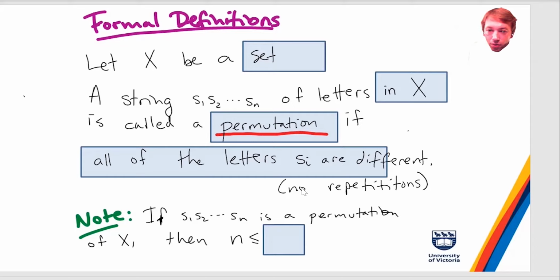One thing to notice is that if I have a permutation of X which has length n, you can only do that if n is at most the size of X. Because in some sense, you can't take three different things and write a list of 4 of those things in order, because there's only 3 of them. This definition only makes sense when n is at most the size of X.